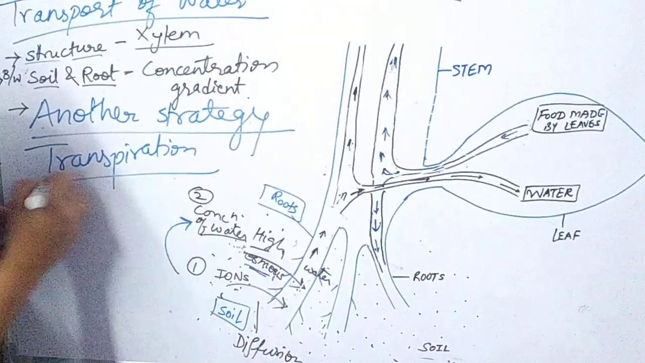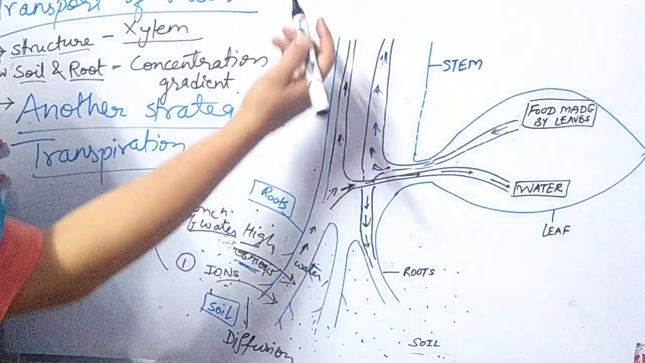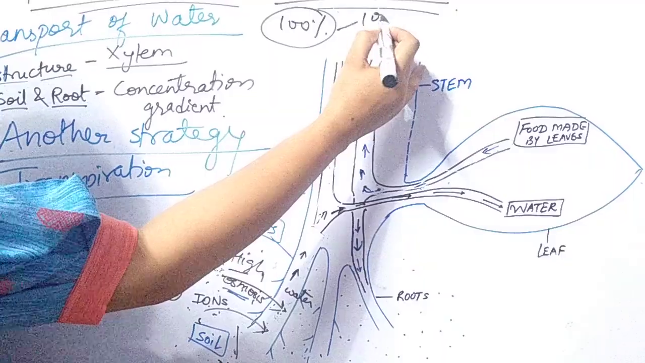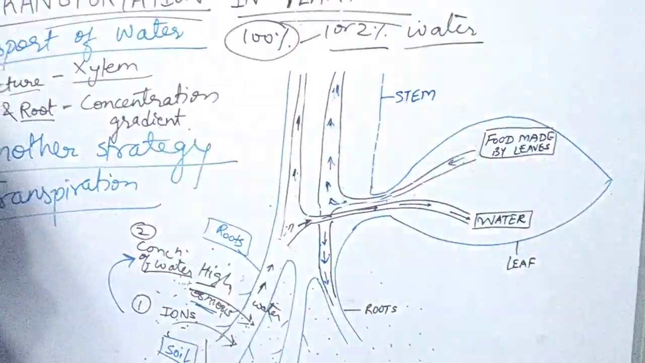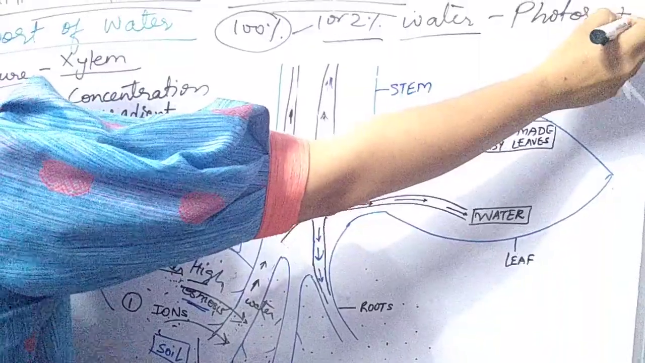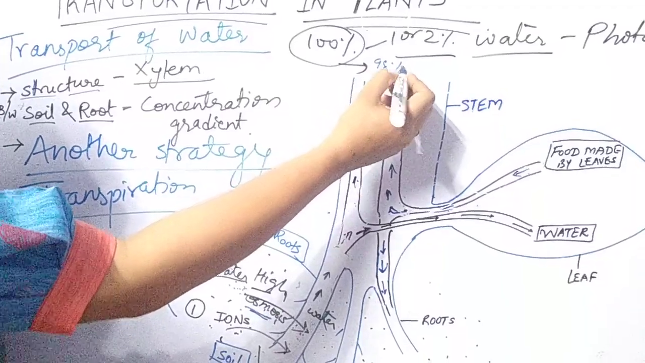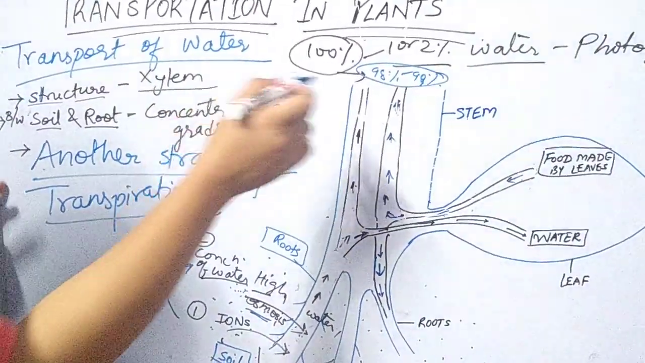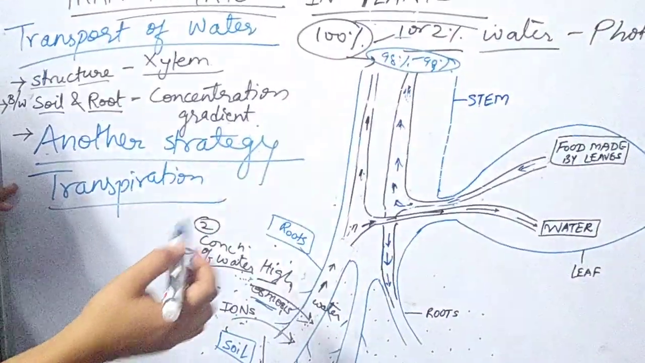I want to tell you a fact, students: out of 100% of water which is absorbed by the plants, only 1 or 2% of water is used in the process of photosynthesis. So now the question arises, where do the 98 or 99% of water go? What happens to this water? Because adequate water supply is there to the plants, only 1 or 2% of water is used up in the process of photosynthesis.